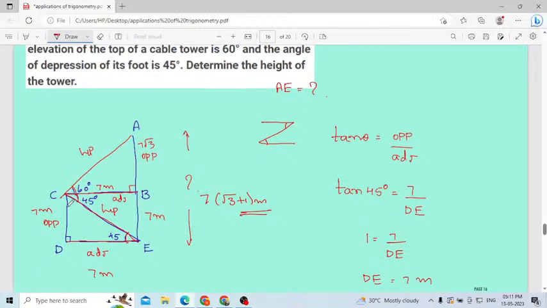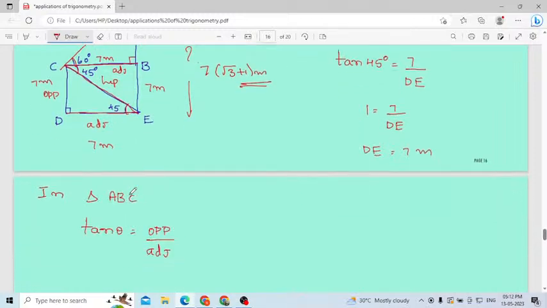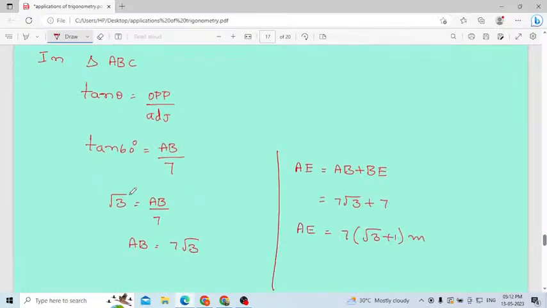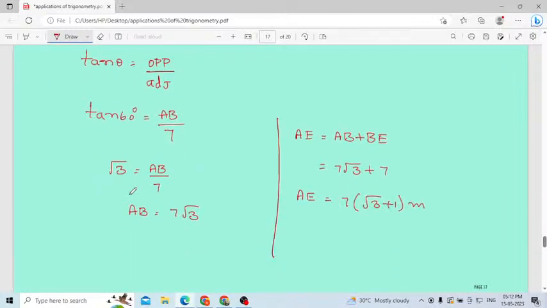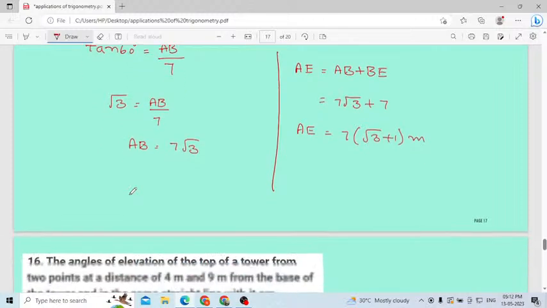See here what you have to calculate. First consider this lower triangle CDE. Then you will get the adjacent value 7 meter. Then consider the upper triangle ABC. There also apply tan theta. You know the adjacent. Hypotenuse we don't know, and opposite also we don't know. We can calculate. Substitute, you will get the answer. Tan 60 degrees is equal to AB divided by 7.